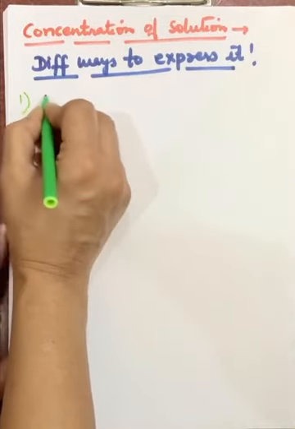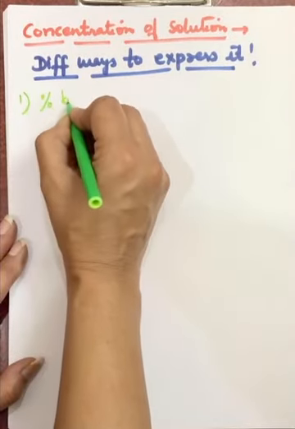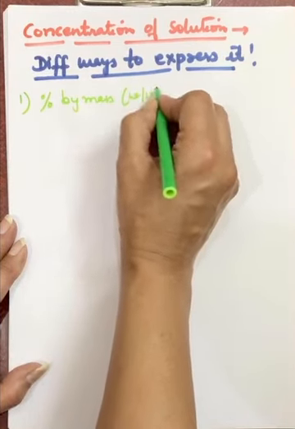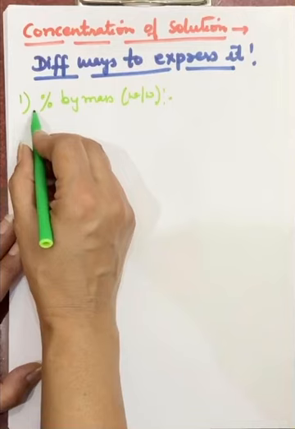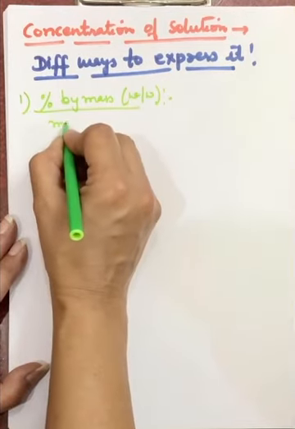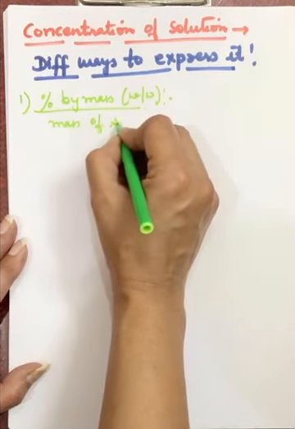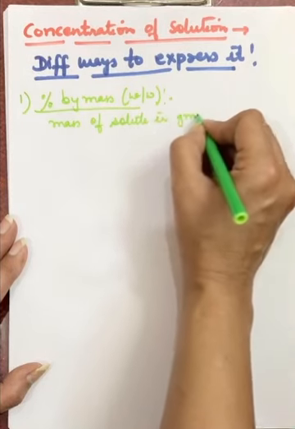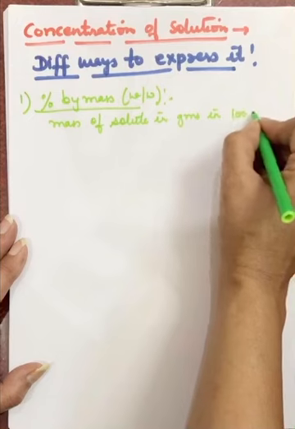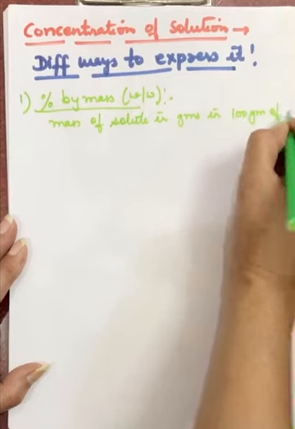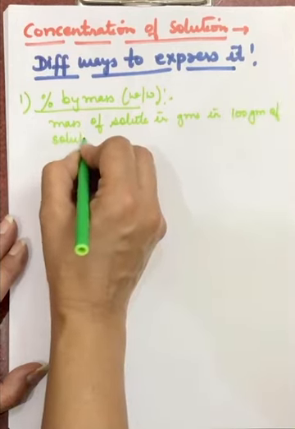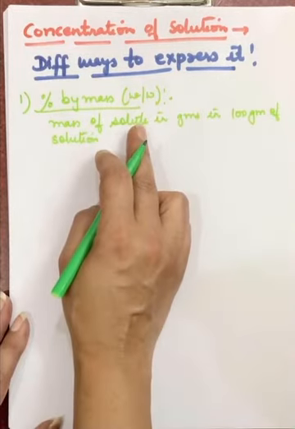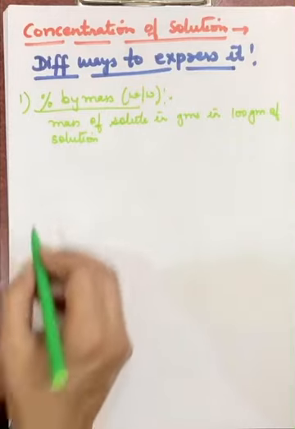First I'm taking the percentage. Percentage by mass, written as W by W. So what is the meaning of percentage by mass? It means how much mass of solute in grams is present in 100 gram of solution. If a total of 100 gram solution we have taken, how much is the amount of solute present in it? That is called percentage by mass.